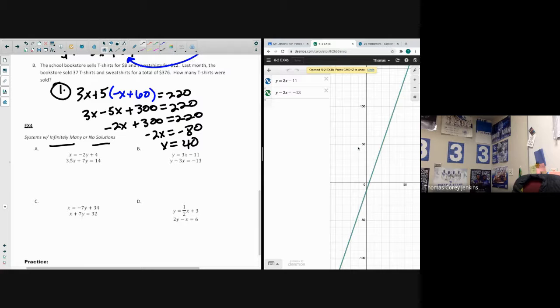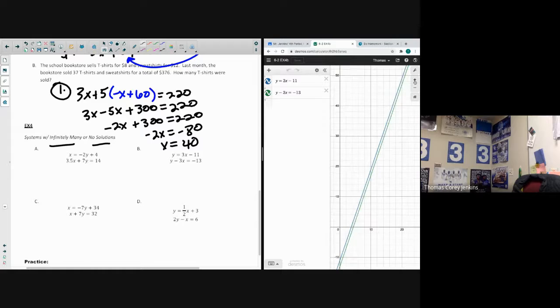All right, so I'm way zoomed out right now. Let me zoom in a little bit so it's a little more clear. Okay, so you see I typed it just like I saw it. y equals 3x minus 11. y minus 3x equals negative 13. Okay, and what we see here are what appear to be parallel lines. So we see no point of intersection. So it appears that this system has no solution. So I'll go ahead and write that.